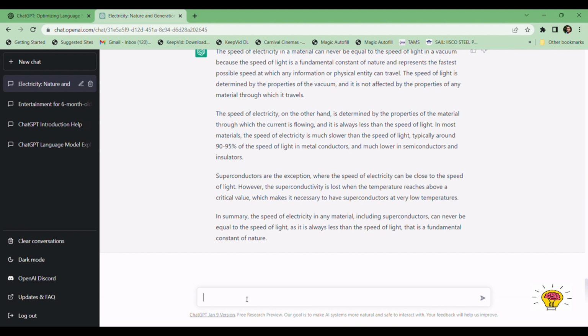एक चीज और देखना है. लाइट ऑल्सो हैव अ पार्टिकल नेचर.